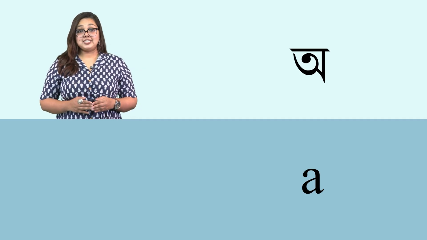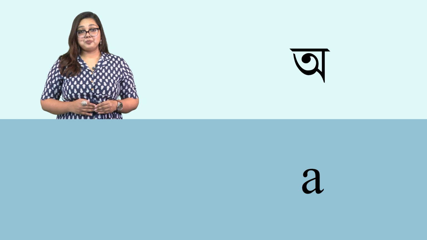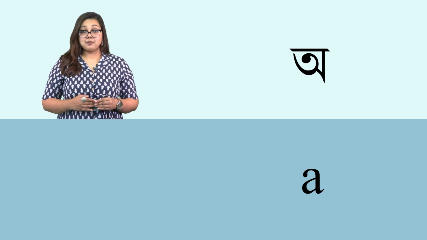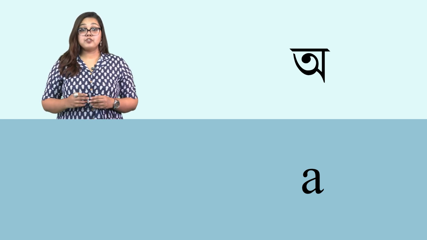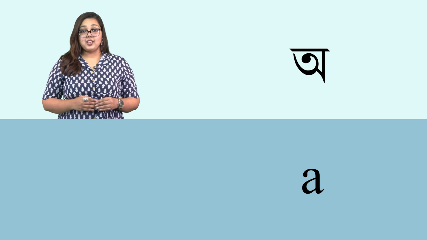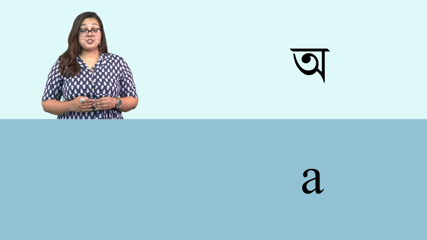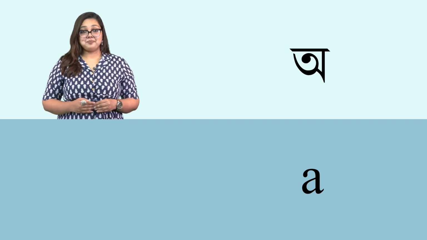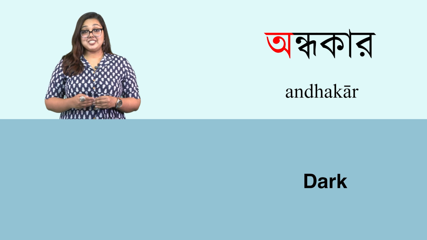The next letter is o. It is a vowel or Shoroborno. The pronunciation is similar to the o of got in English. There is a horizontal bar which is called matra above the letter. It can only occur in its original form in a word initial position as in ondhokar, which means dark.